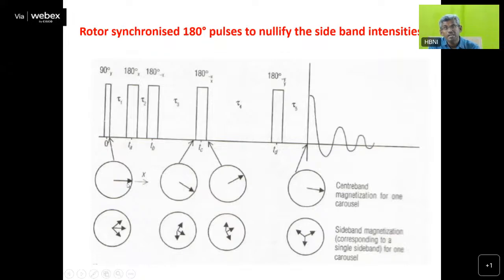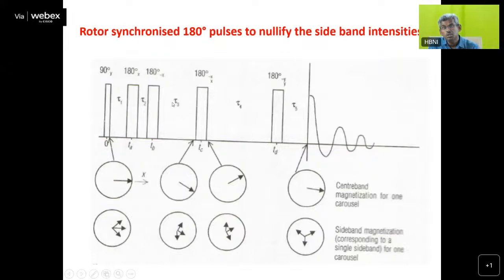So the moment you apply a 90-degree pulse, the magnetization comes in the XY plane. If you apply it in the Y direction, the magnetization comes to the x-axis. So it starts steadily defocusing. You see here. Now, if you apply pi pulses, what happens? The main component, the isotropic component, starts defocusing in this direction, etc.